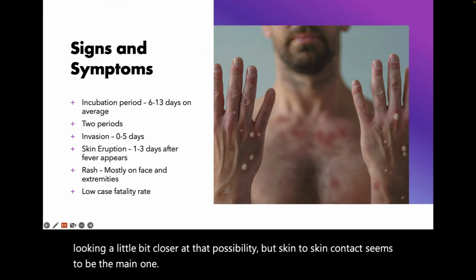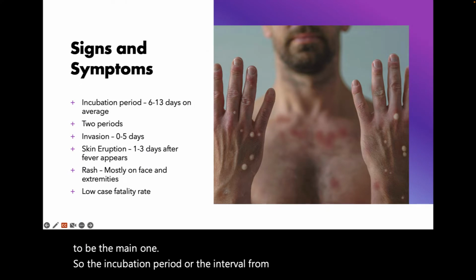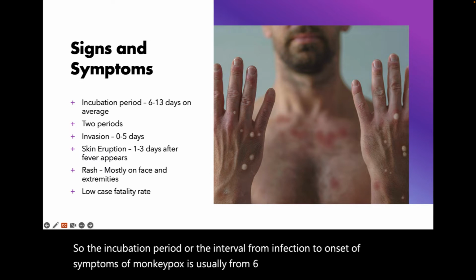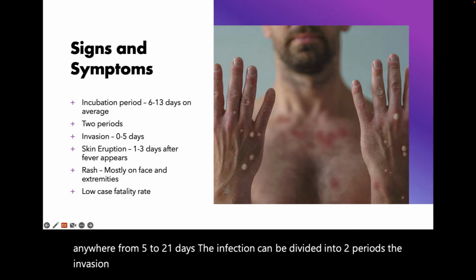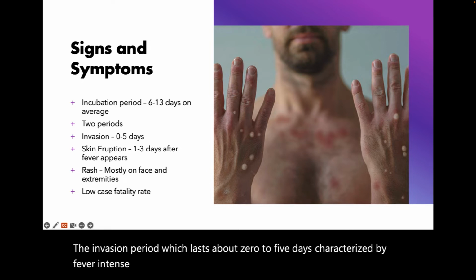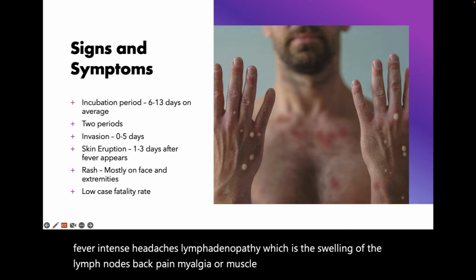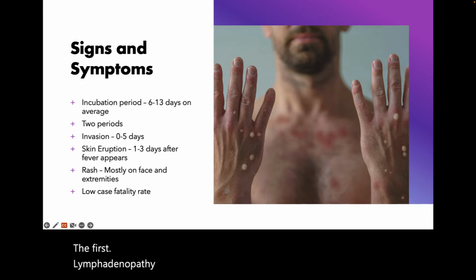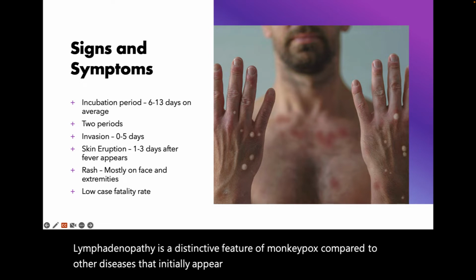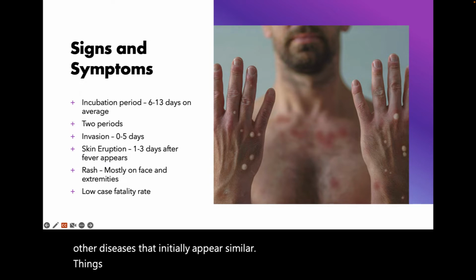So the incubation period, or the interval from infection to onset of symptoms of monkeypox, is usually from 6 to 13 days, but it can range anywhere from 5 to 21 days. The infection can be divided into two periods. The invasion period, which lasts about 0 to 5 days, is characterized by fever, intense headaches, lymphadenopathy, which is a swelling of the lymph nodes, back pain, myalgia, or muscle aches, and intense asthenia, or lack of energy. Lymphadenopathy is a distinctive feature of monkeypox compared to other diseases that initially appear similar. Things like chickenpox, measles, and smallpox.